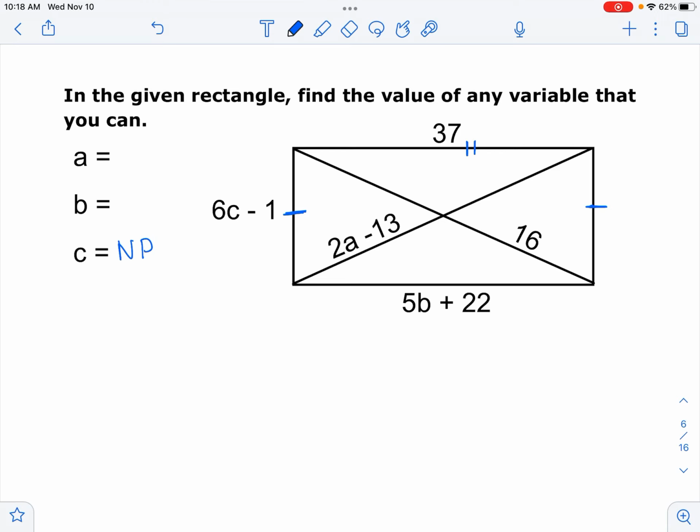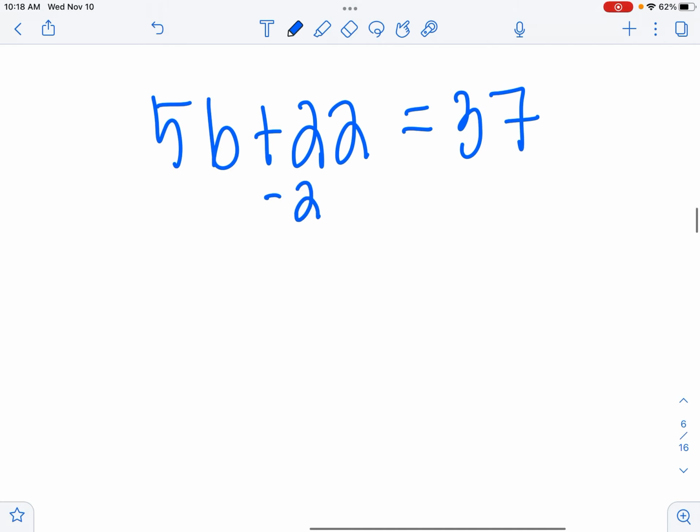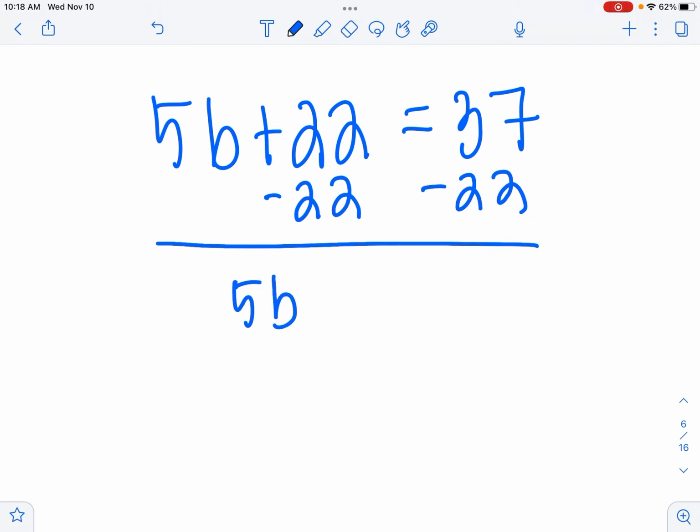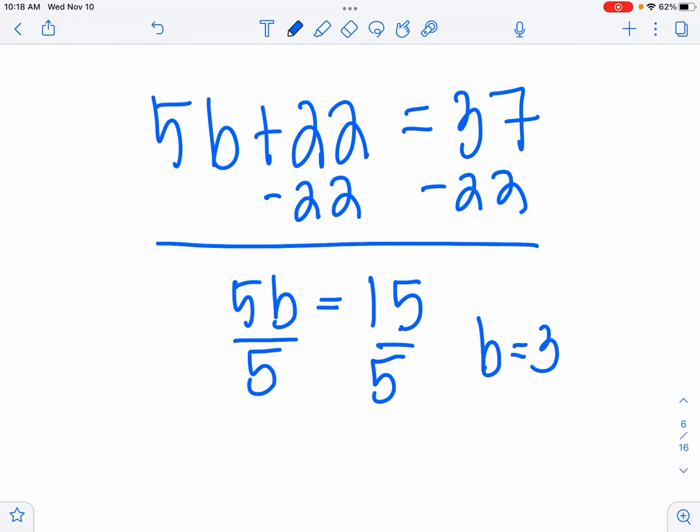Still, opposite sides are congruent, so this piece is equal to this piece. Both of those are labeled, so I can make an equation. 5b plus 22 is equal to 37. Let's solve this. Subtract 22 from both sides. 5b is equal to 15. Divide by 5, and we get b is 3.